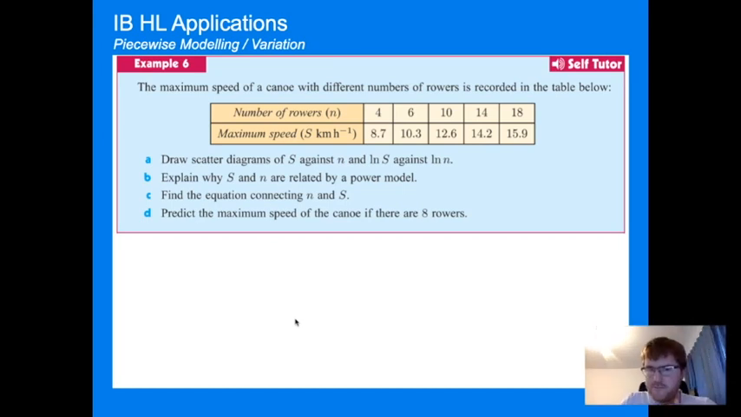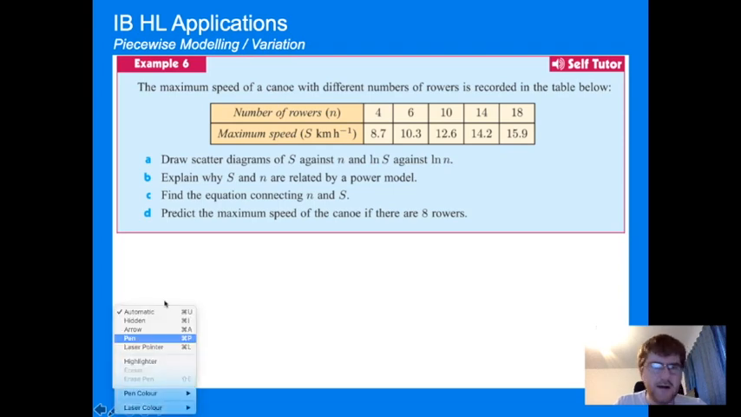The first part of the question wants you to draw a scatter diagram for S against N and ln S against ln N. I'm not going to waste your time by drawing a scatter diagram for these values.